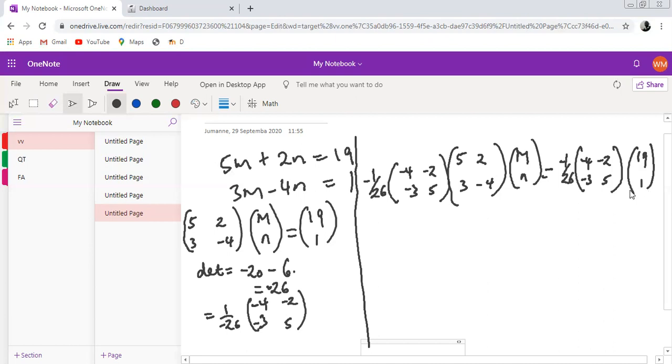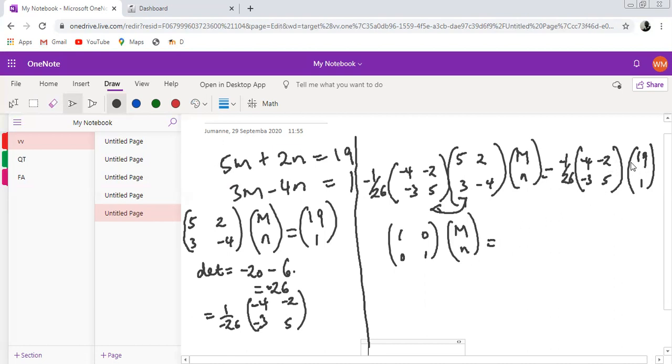Having reached here, you need to notice this. This is the inverse that was obtained from this matrix. One thing you should remember at this point is that the inverse of a matrix times the original matrix from which the inverse was obtained gives what we call the identity matrix. If we multiply these two matrices, we are going to have an identity matrix, and then we multiply by m and n, which should give us whatever we have on the other side.